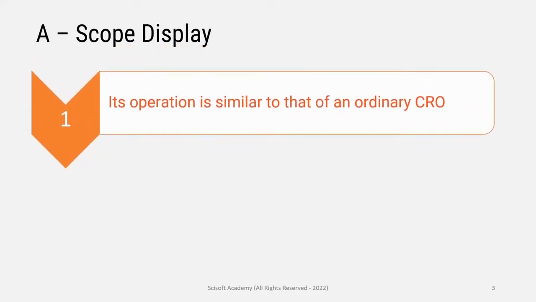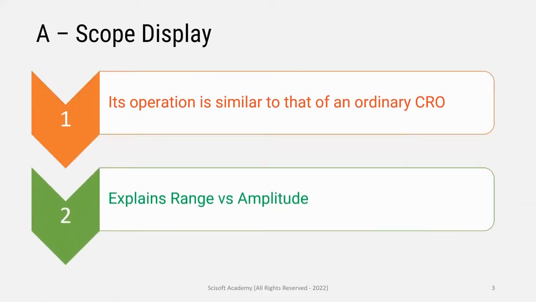So the A-Scope Display's operation is very similar to that of an ordinary cathode ray oscilloscope. It actually explains the graph between the range and amplitude based on the echo signal received. We already know that the range is the actual distance between the antenna and the target.